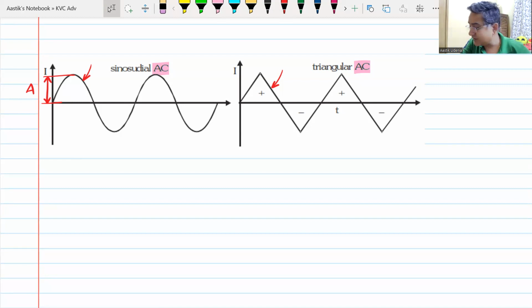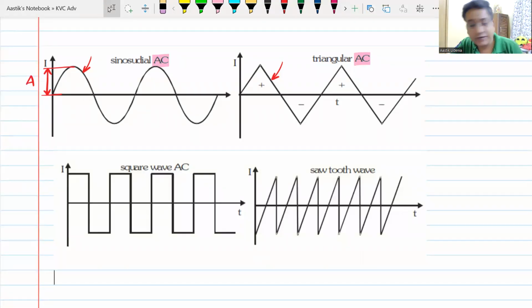If I move on to the next set, we have again two waves. One is a square wave. It's not looking like a square, but we call it a square wave. And the next one is a sawtooth wave. It's in the form of a sawtooth, like a saw that is used to cut wood. This is also an AC.